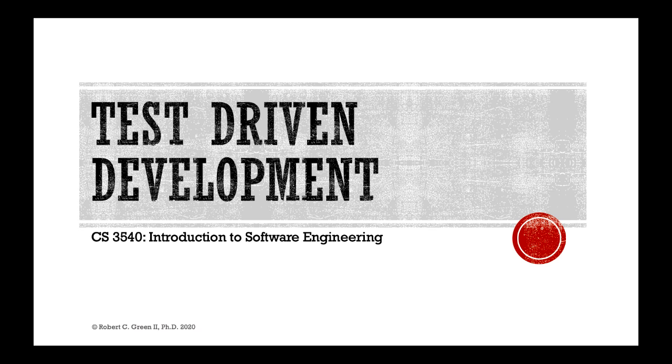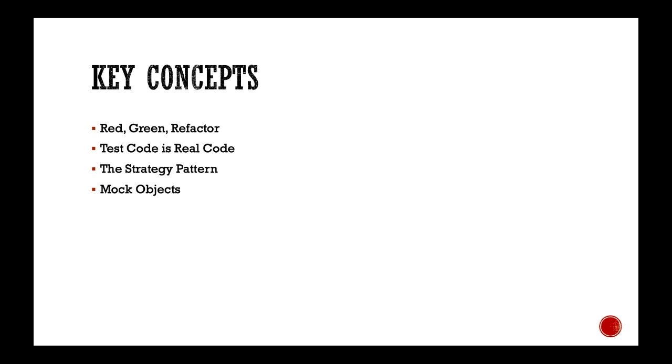Today we're going to look at an overview of test-driven development. The key concepts for test-driven development are as follows: red, green, refactor. Test code is real code, the strategy pattern, and mock objects. So I want you all to understand this. I want you to get through this.